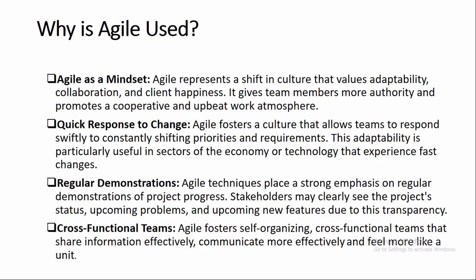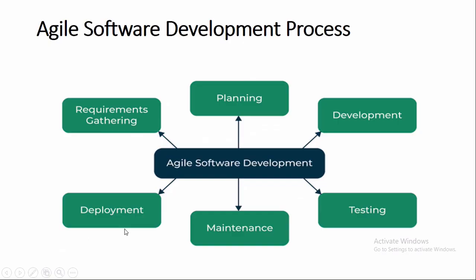Then through regular demonstrations, stakeholders get full transparency into progress and issues. We use cross-functional teams that share information more effectively. So these are the 4 points for using Agile methodology. Yes, Agile as a mindset, quick response to change, then regular demonstrations and cross-functional teams.